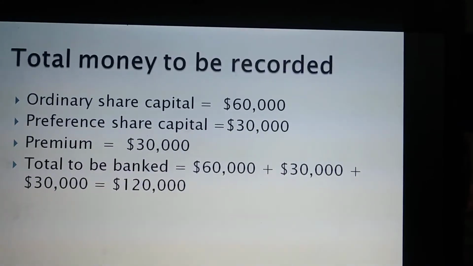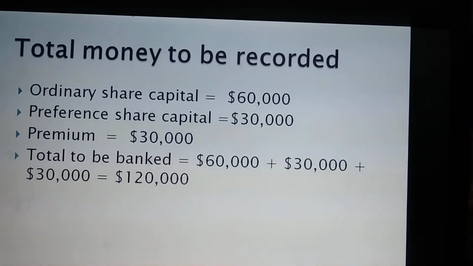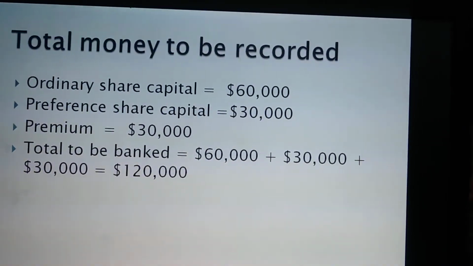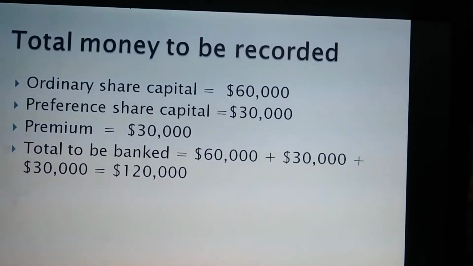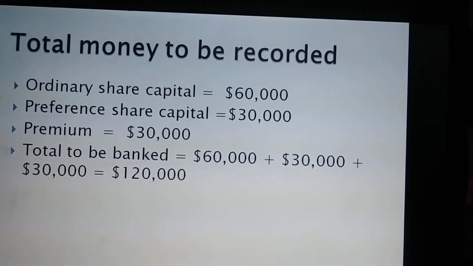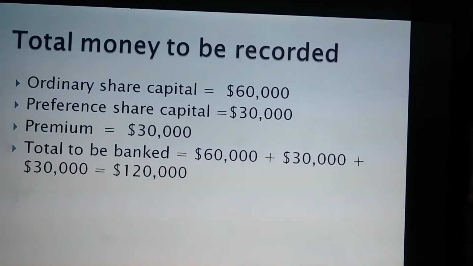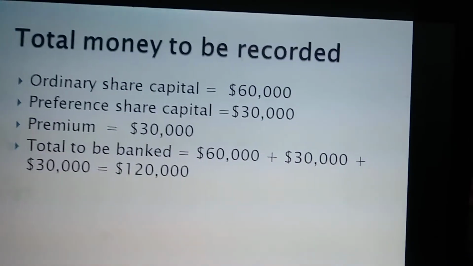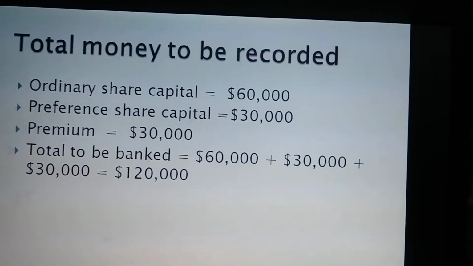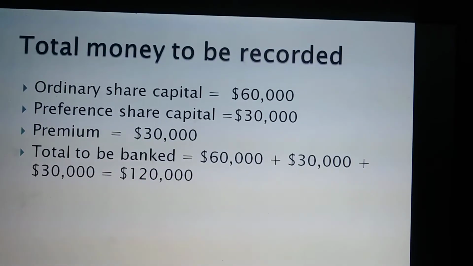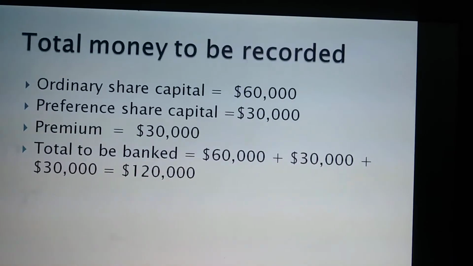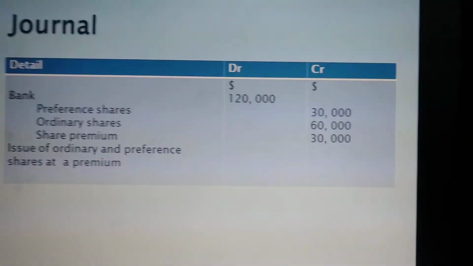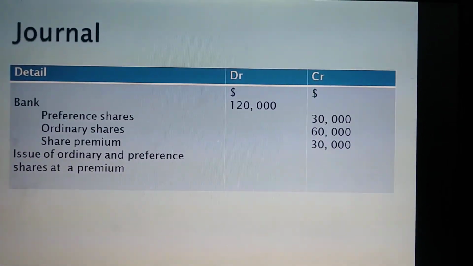So this company, what would be the total amount of money to be recorded? Prior, the ordinary share capital amounts to 60,000. The preference share capital is 30,000. And there's a premium of 30,000. So the amount of money to be recorded in the company's bank account, you will add all of these figures and you get $120,000. So how do we journalize this in the books of accounts?